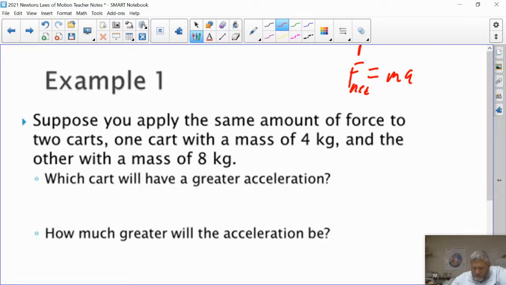If the mass is equal to 4, then the acceleration would have to be equal to 1 over 4. And if the mass was equal to 8, the acceleration would have to be equal to 1 over 8. Well, which one is bigger, 1/4 or 1/8? Obviously, 1/4 is, so the 4 kilogram mass. The less mass, the more the acceleration. How much greater is that? Well, the mass, 8 kilograms, is twice as much as 4, so the acceleration is going to be half as much, 1/2 times.